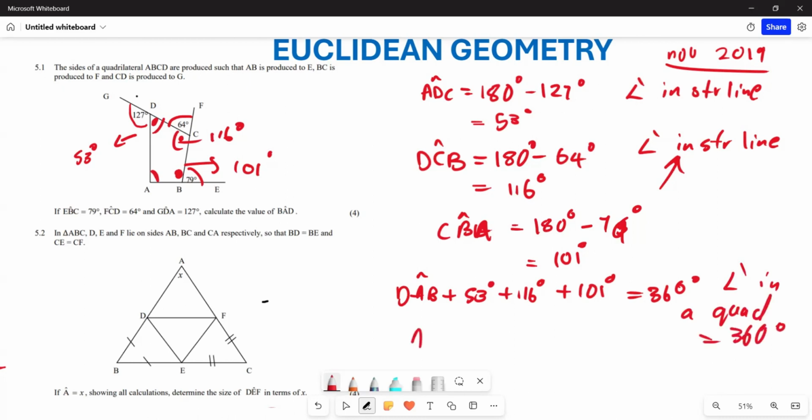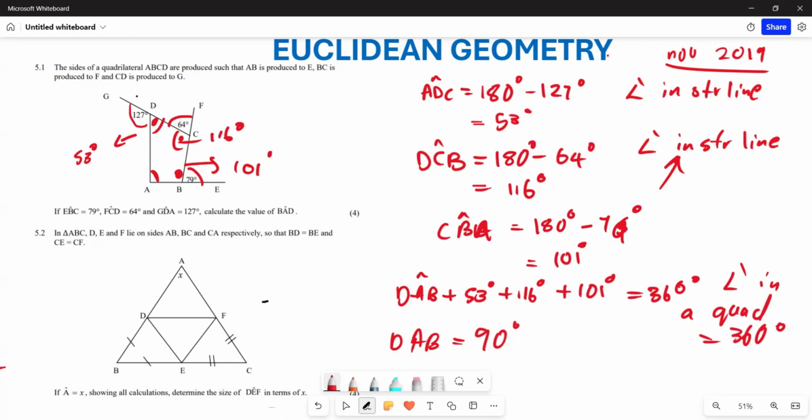So your DAB is going to be equal to 360 subtract those angles, which results in 90 degrees altogether. So that is going to be your angle DAB that is required here. Hopefully this makes sense.